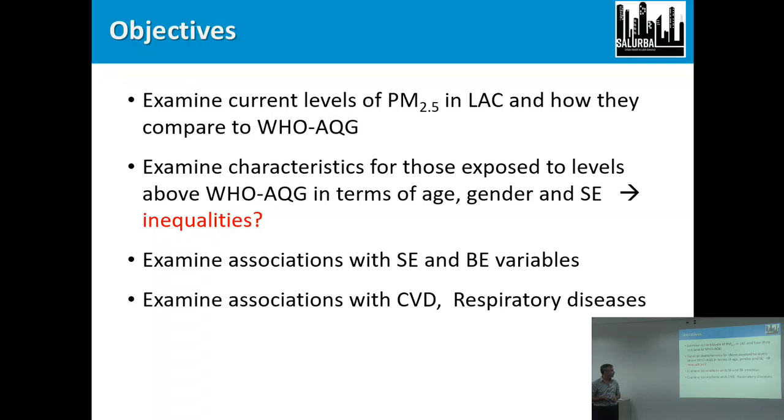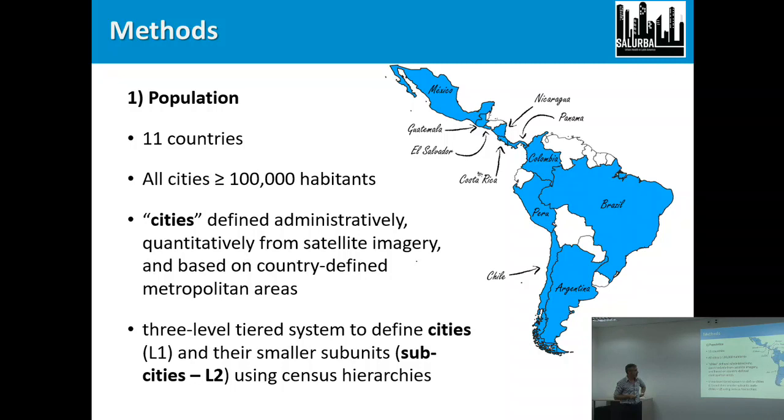So these are the countries which are part of this study, the Salubao study. It's 11 countries in Latin America. We included for this study only cities with 100,000 or more inhabitants. And cities in this study are defined in a different way, because the way we classify cities in Brazil is different from Argentina, from Peru. The way we call them is different. So we have to have a system that could be applied for the whole of Latin America. And basically, they are defined quantitatively by satellite imagery, but also using the administrative boundaries as well.